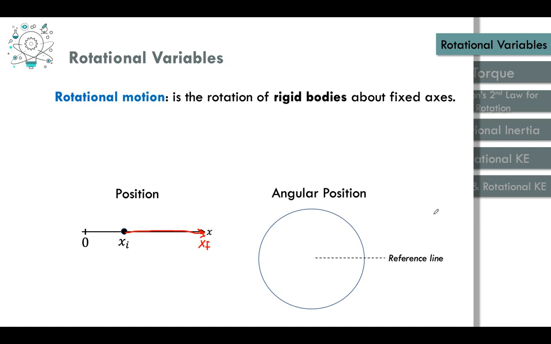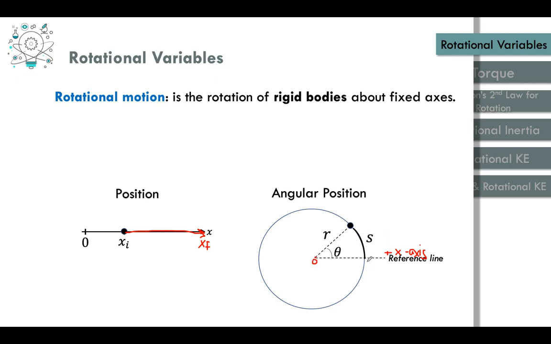When we're talking about angular position, however, we need to identify, in respect to the positive x-axis, or some reference line, which is assigned for us, we need to determine the initial angular position, theta, measured in radians, which is a distance r from the center of the circle.